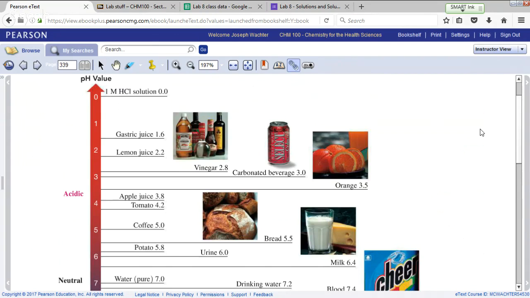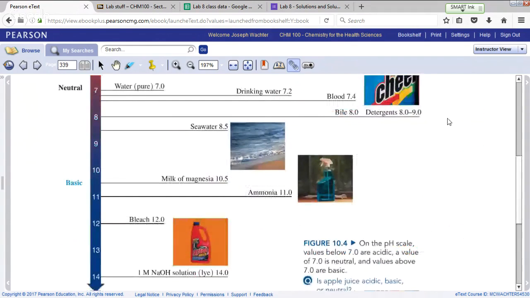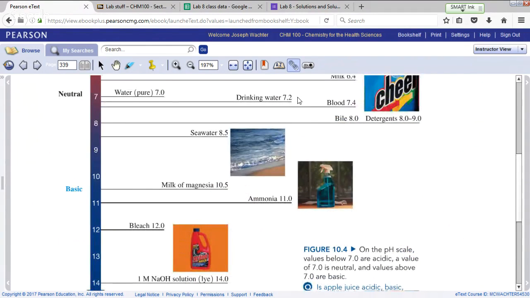On the other side of neutral, you've got things like drinking water. So drinking water coming out of a faucet or a bottle has minerals in it.